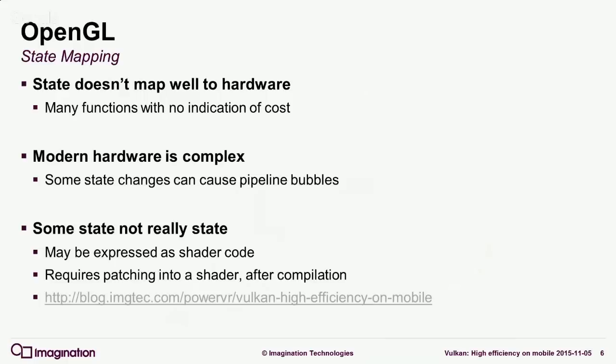Modern hardware is actually very complex, and there's certain bits of state, like swapping frame buffers, for instance, that can actually cause pipeline bubbles. Well, not actually, sorry, let me try that again. Certain bits will cause pipeline bubbles. The example I gave will not. That will just cause a larger flush than you may have intended on certain hardware. And some state isn't even really state. It might be expressed as shader code. I think every GPU architecture has something like this, and it will require patching into the shader after compilation. If you look at my high efficiency on mobile talk, or the blog post I've linked there, there's a bit more detail on that. And I'll also talk a bit more about that later on in the presentation.